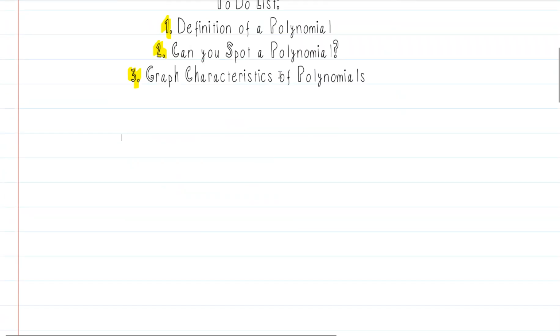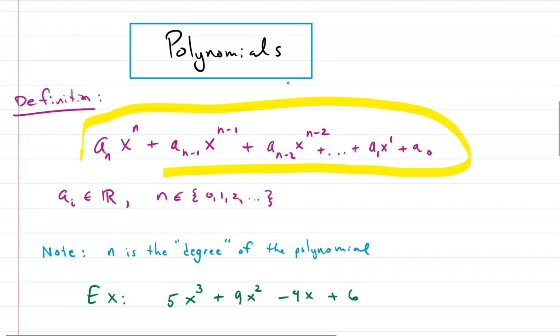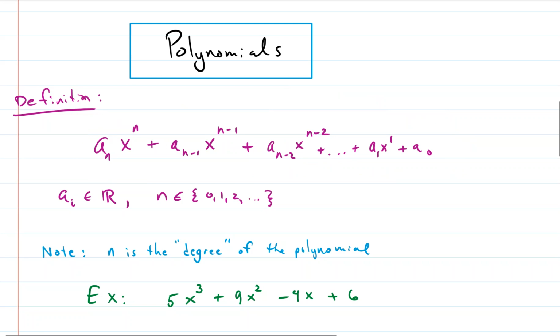Well, let's get going. Here is the definition of a polynomial, the mathematical definition. The part that you look at would be right here. That looks really horrible, and it looks like it's not understandable, but it actually is really simple. There are three parts. The first part would be the exponents.